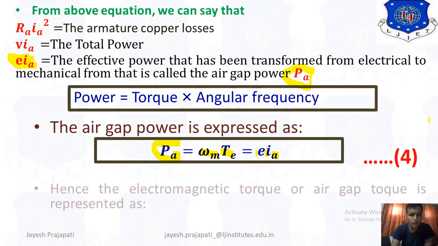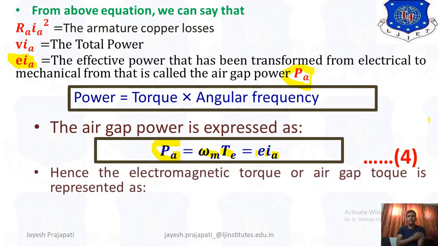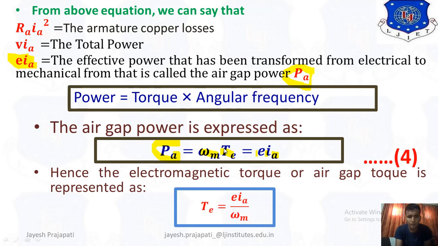Now from this equation, the electromagnetic torque or air gap torque is represented as follows. If we solve for this air gap torque, it becomes: air gap torque is equal to E into Ia divided by omega m. That is equation number 5. So that is the derivation of electromagnetic torque.